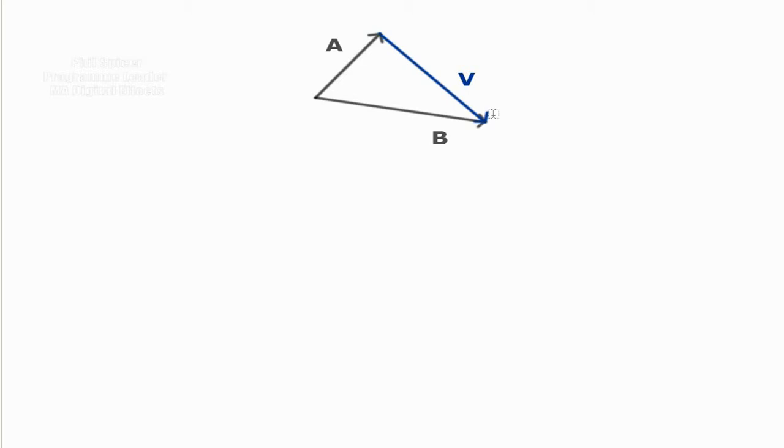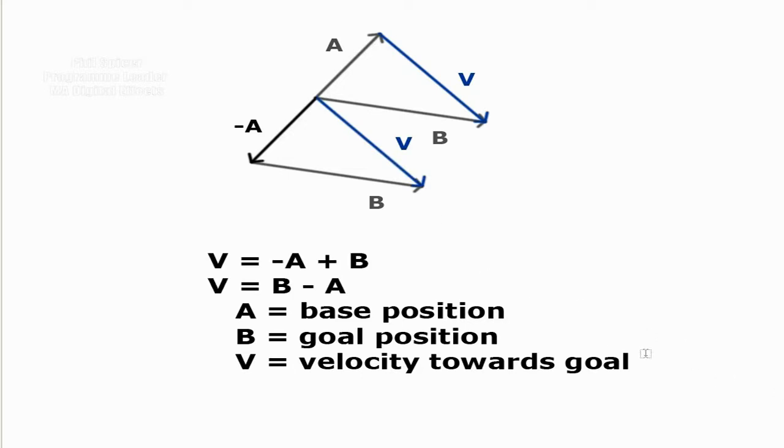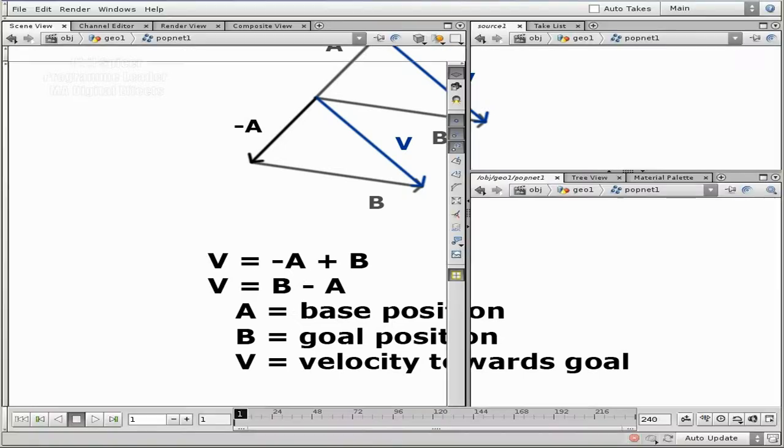the goal. So what we can do in order to get to this vector, right, is we can make the difference. So the way to do that is by inverting A, so this is the inverse of A, adding B to it, and then the resultant vector of this operation is V. So V would be equal to the inverted vector of A plus B, or we would have B minus A. But these are vectors.